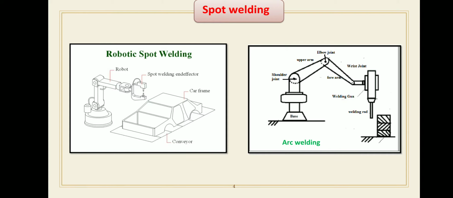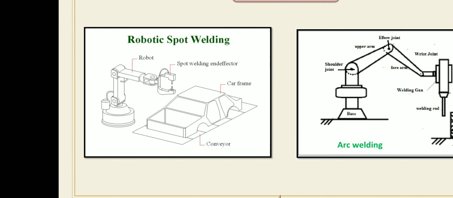Hello friends, in today's lecture we will show you the application of industrial robots for the welding process. Welding is one of the major uses for industrial robots. Actually, two distinct types of welding operations are economically performed by robots: spot welding and arc welding. The first figure shows a robotic spot welding operation.